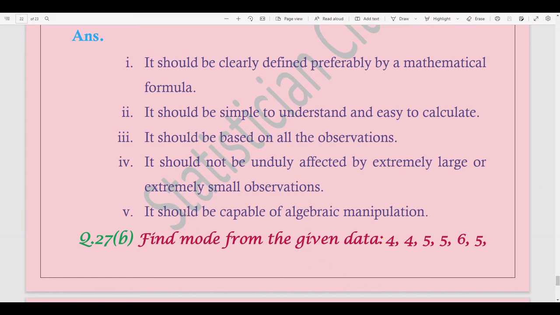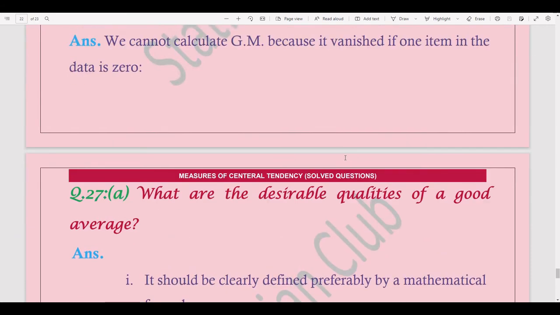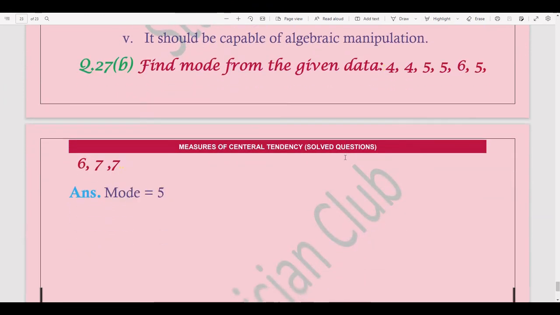Number 5. It should be capable of algebraic manipulation. We can perform algebraic calculations or amendments to that. So these are the 5 qualities of a good average.